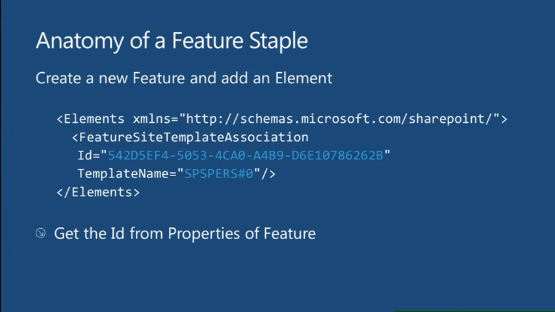In order to get that in Visual Studio, you can just find your feature that does the switching of the master page, look at the properties, grab the ID, and put it in here, and that'll take care of what you need. And then the template name is just saying what is the name of the template that we're going to be stapling this other feature to, so that when it's created, that feature will be applied. In this case, like I said, SPSPERS#0 is the ID of the out-of-the-box personal site.